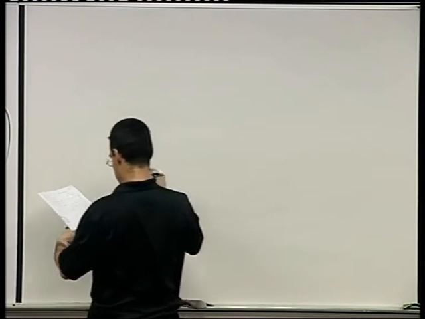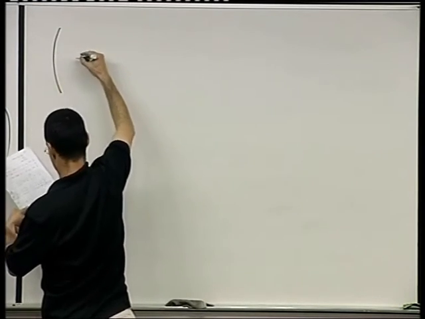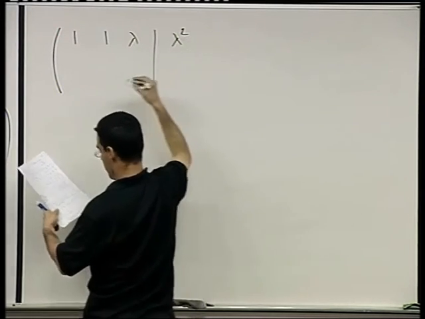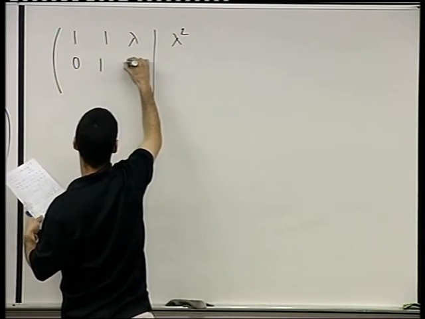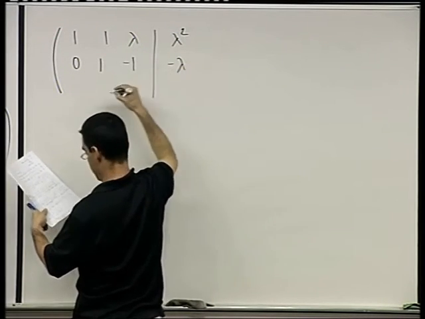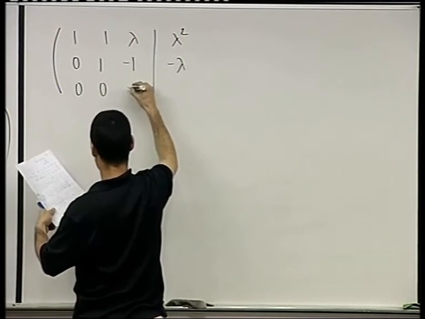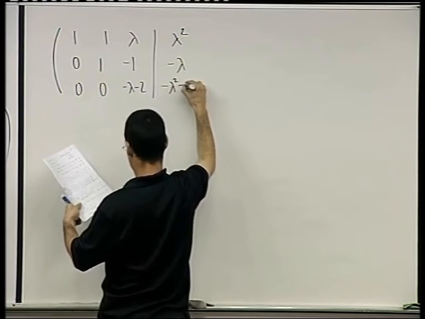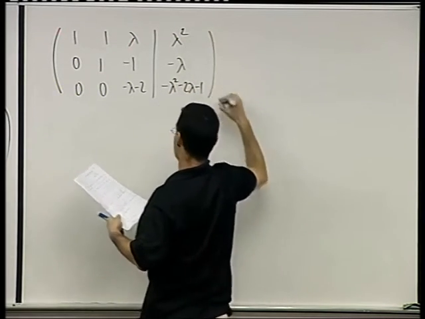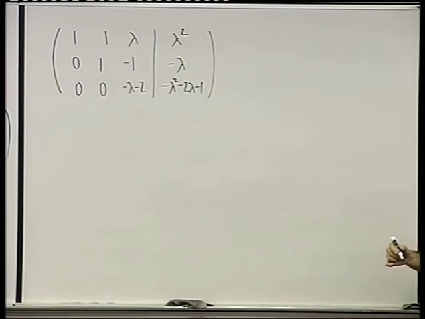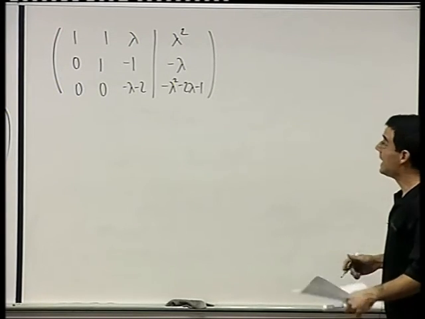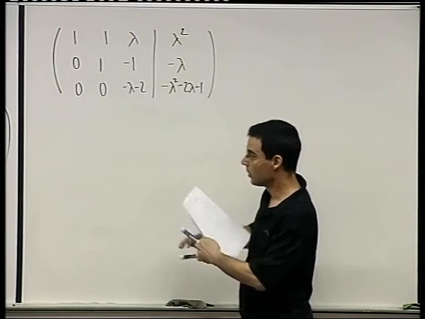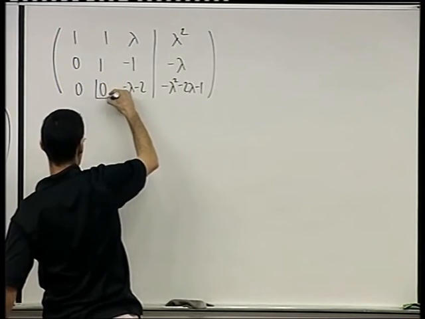So R3 equals R3 plus R2. What we get now is 1, 1, lambda squared, 0, 1, negative lambda, 0, 0, minus lambda minus 2, and minus lambda squared minus 2 lambda minus 1. Okay, good. And now, remember, we want to make this one into a 1. Let's first put a box around what we achieved in this step.